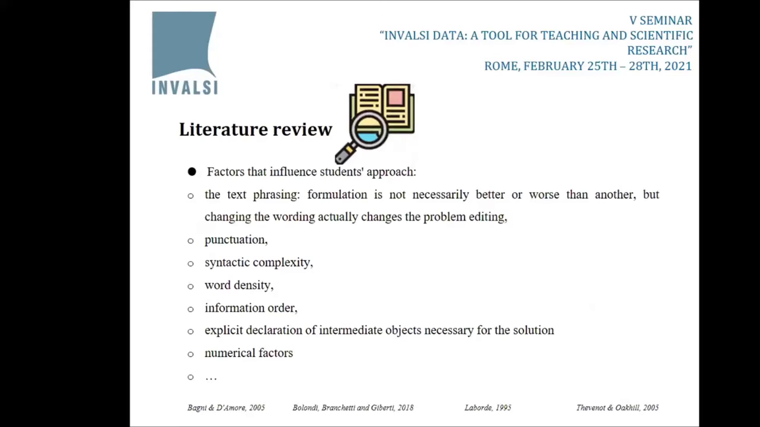The text factors include, for example, editing or punctuation, syntactic complexity, word density, information order, explicit declaration, and so on. However, the student's solution strategy can also be influenced by numerical factors, such as numerical magnitude. This result is confirmed and deeply analyzed by De Corte et al., who studied how the kind of number, such as a decimal greater or smaller than one, can affect students' difficulties and perceived difficulties.